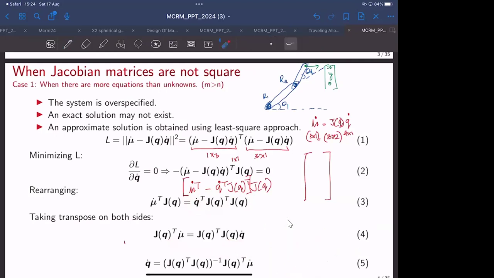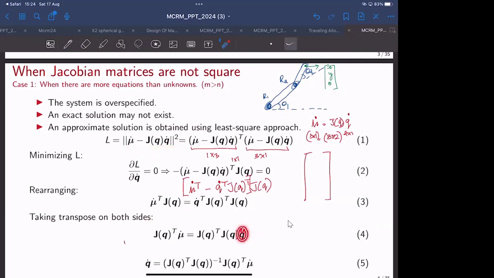So once you have obtained this equation, your objective is to find this q dot, right? The controllable inputs that you have to give to the revolute joints so that you can reach very close to this final desired configuration. It's not an exact solution, but only an approximate solution, which minimizes the least square error between these two terms.